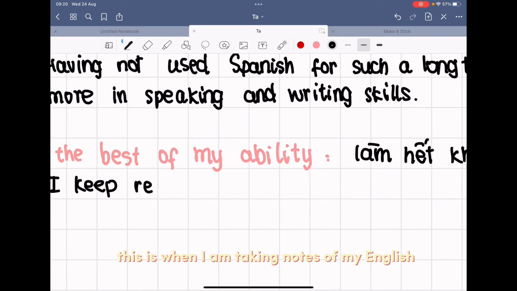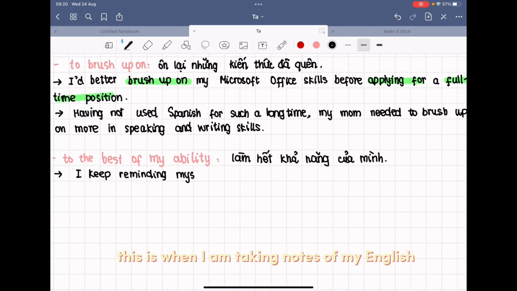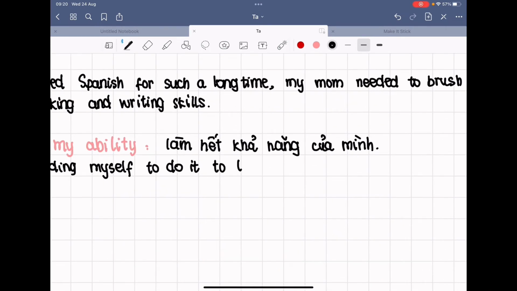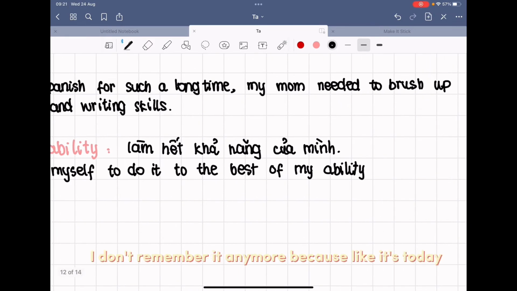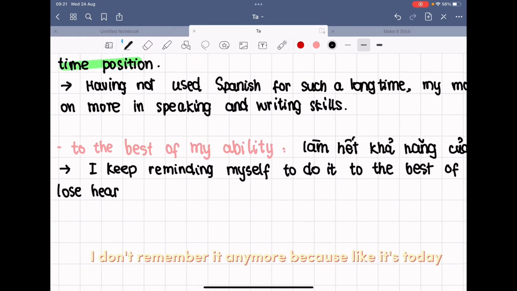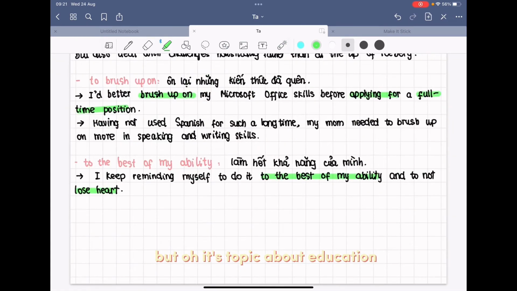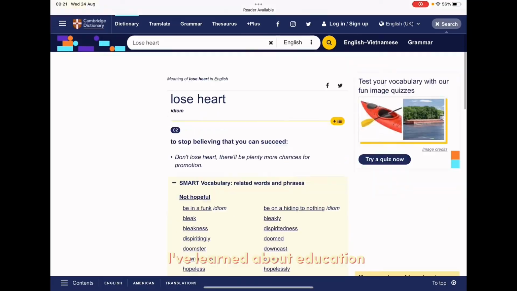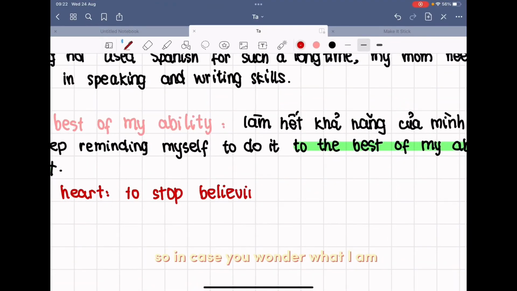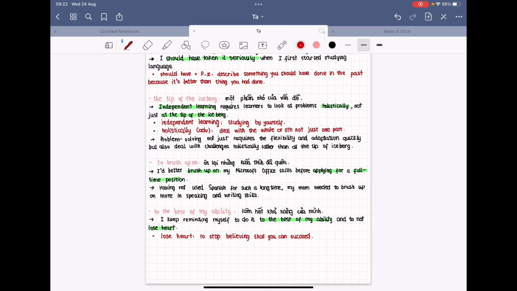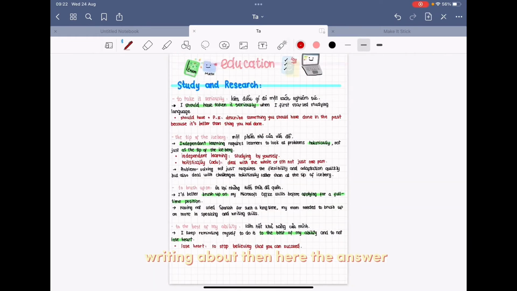Oh, and by the way, this is when I am taking notes of my English lesson in class. I don't remember it anymore, because it's today, yes, it's today, but the topic is about education, and here are some new phrases I've learned about education. So in case you wonder what I am writing about, then read the answer.